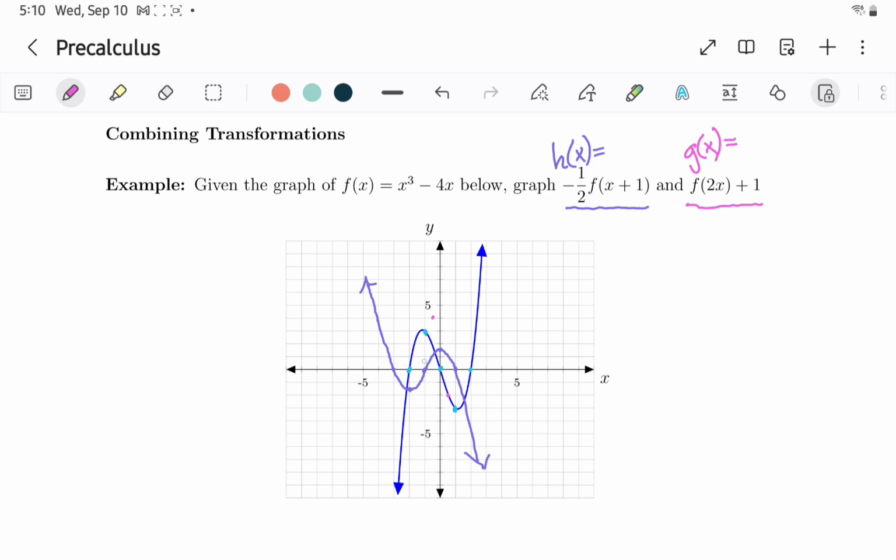And then for the zeros, well, they are going to all get compressed by a factor of 1/2 towards the y-axis. So this point here at the origin, I mean, it can't get compressed towards the y-axis anymore because we're already on the y-axis there. But this point here at -2, 0, so taking into consideration the horizontal compression, it's going to move to -1, 0. And then taking into consideration the vertical shift, we're going to go up a unit. So we're going to be here at -1, 1.